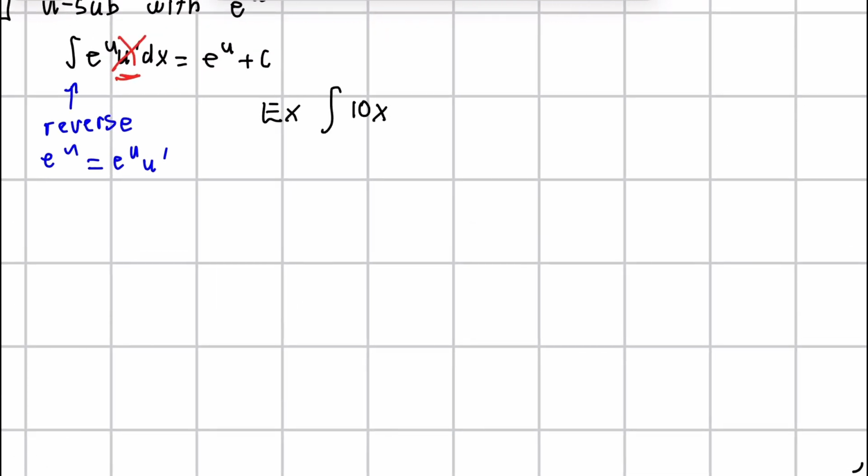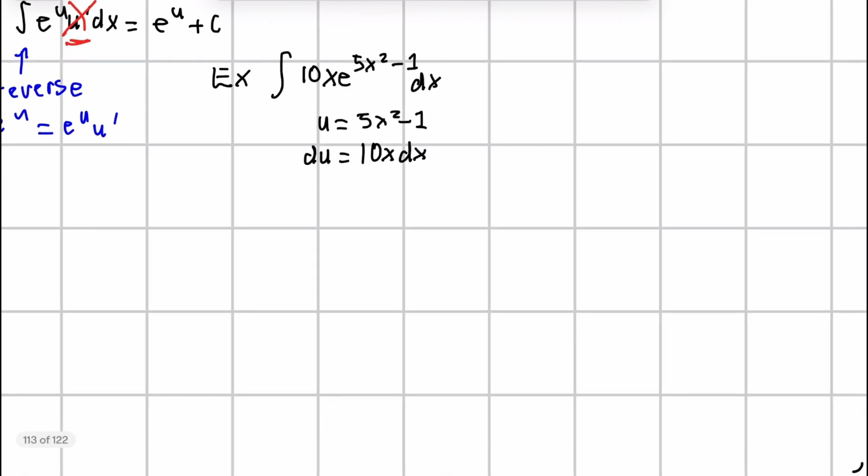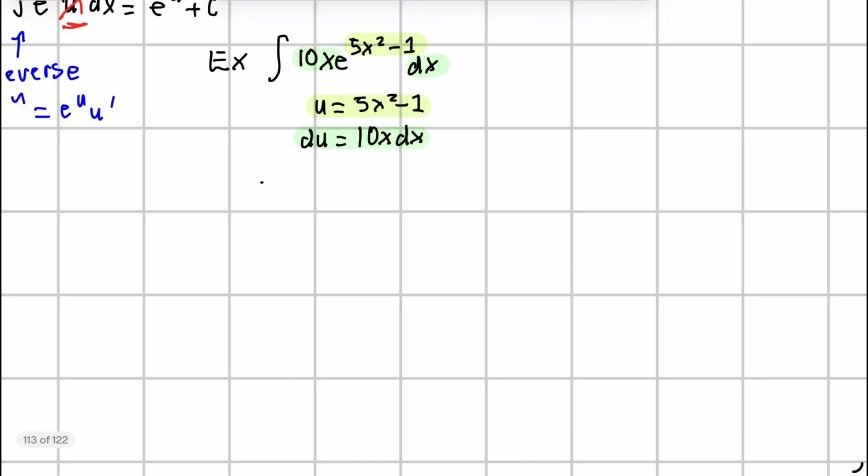We have the integral of 10 times x times e to the power of 5 times x squared minus 1 times dx. So you're going to let u equal your exponent, so u is going to equal 5x squared minus 1, and then the derivative du is equal to 10x times dx. We're not including the base. We're going to have our base e. We didn't have anything to substitute that with, so we're still going to have that in our integral. So we have the integral of e to the power of u left over, and then we have times du.